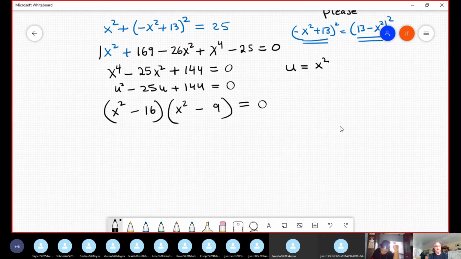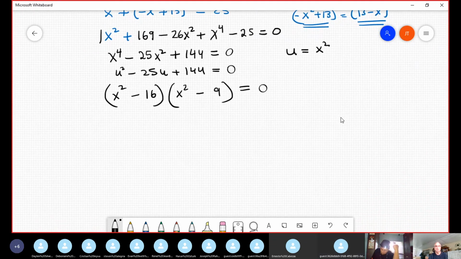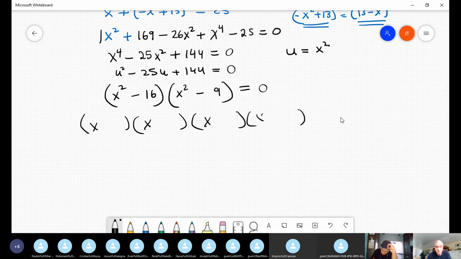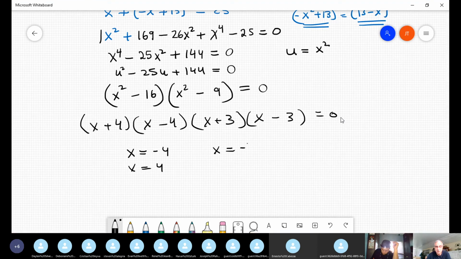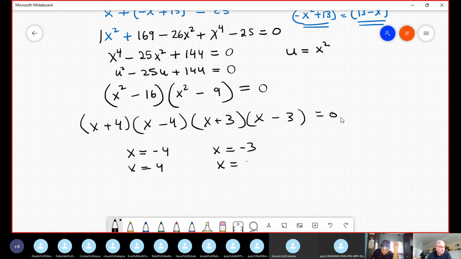Yes, sir. I finished the factorization, I keep going. Keep going. Absolutely, because we have two differences of a square. (x − 4)(x + 4)(x − 3)(x + 3) equals 0. Therefore, it's obvious you get 4 solutions: negative 4, positive 4, negative 3, positive 3. Okay? These are the x values.